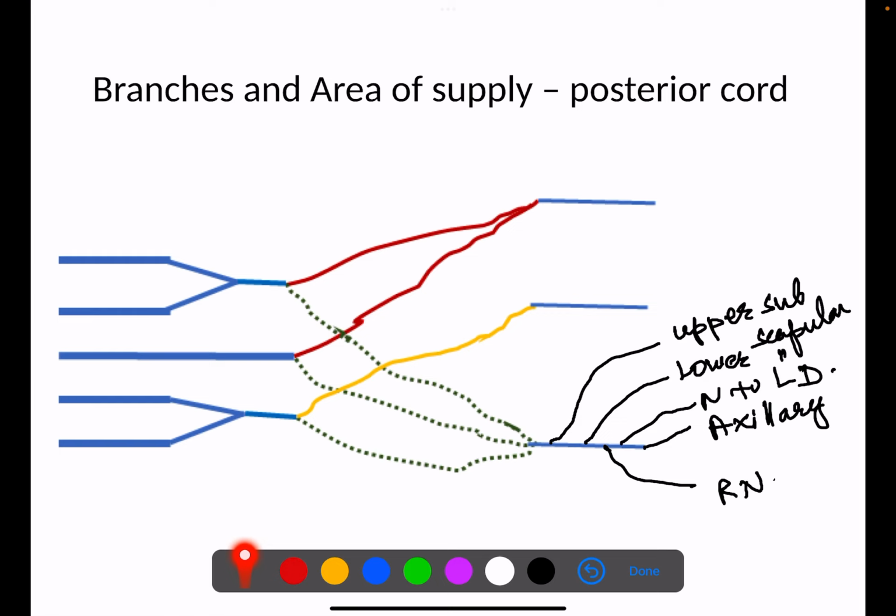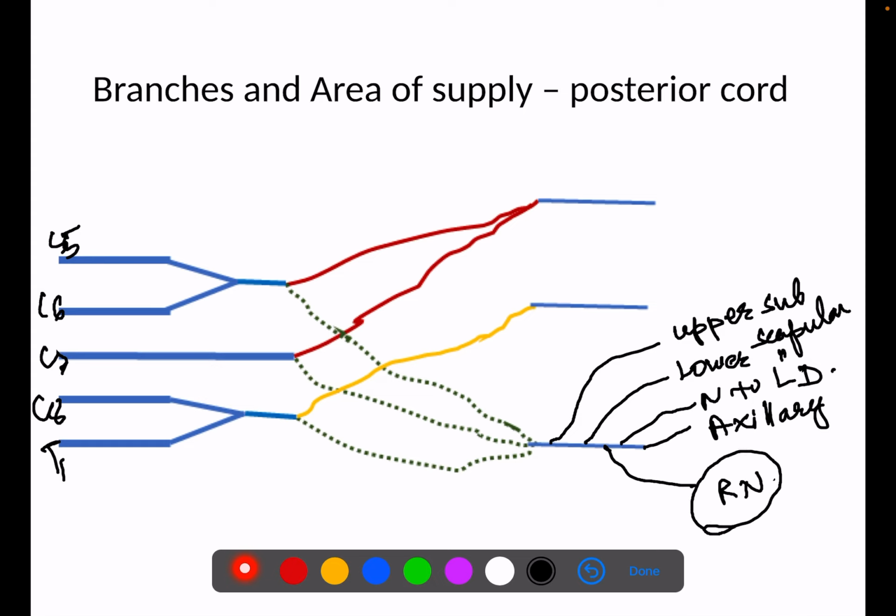Then from the posterior cord, for the radial nerve, the root value will be C5, C6, C7, C8 and T1. All of these will contribute in the formation of the radial nerve, and the rest of the branches will have root value mainly from the C5 and C6 segments.